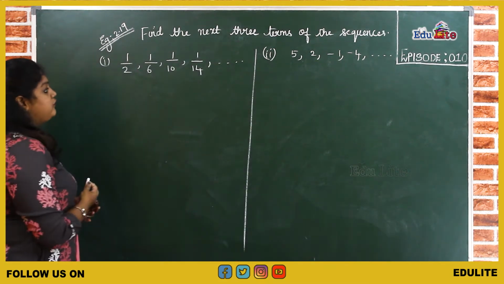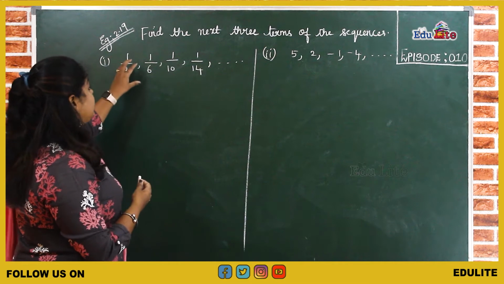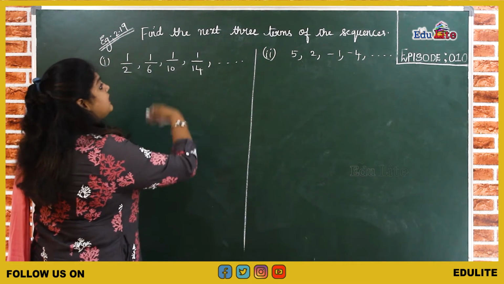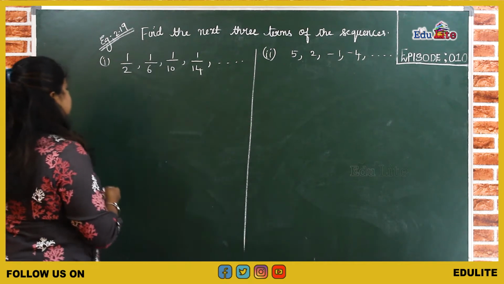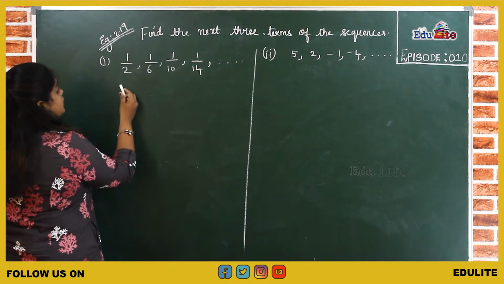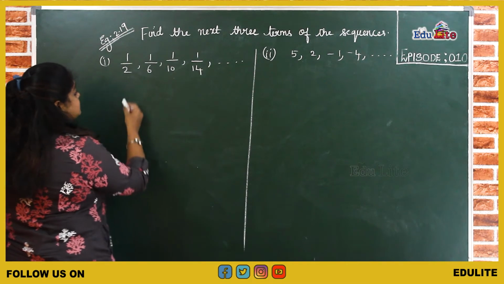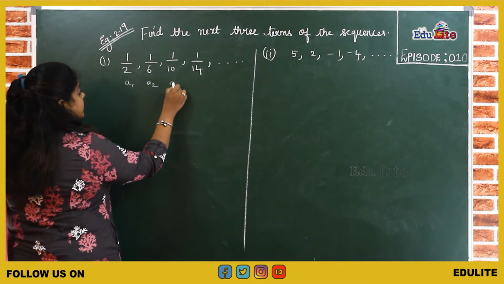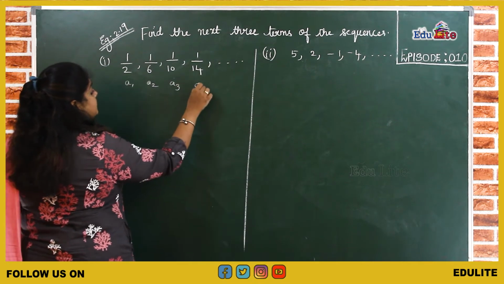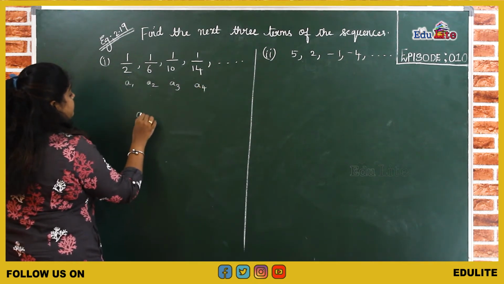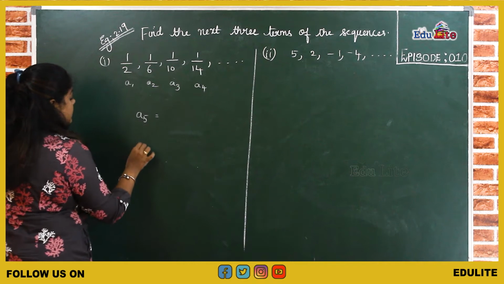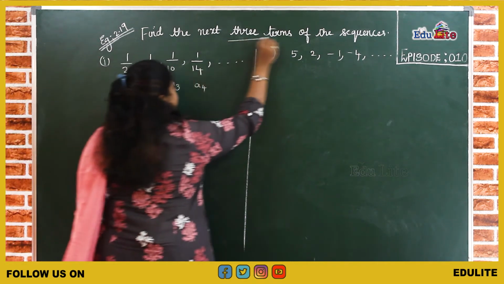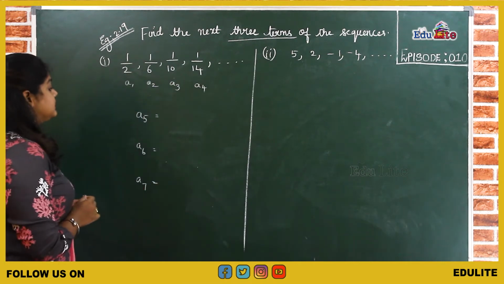First, if we can identify the sequence which is given, we can frame the next 3 terms. How to do that is, as I told you, the sequence is represented as terms: A1 first term, A2 second term, A3 third term, A4 fourth term. We have to find A5, A6 and A7 because we are asked to find the next 3 terms of the sequences.